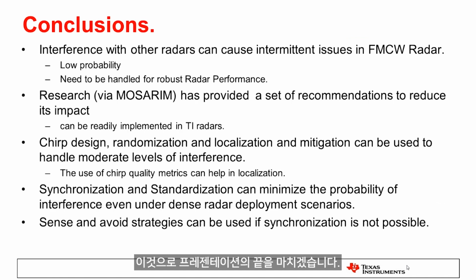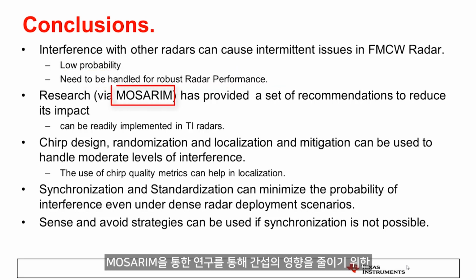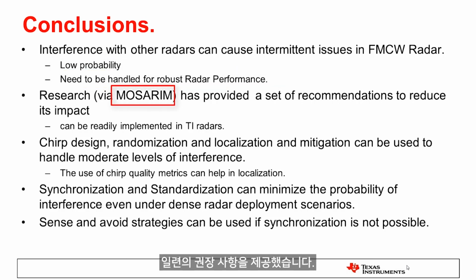This brings us to the end of this presentation. The points to remember are: interference with other radars can cause intermittent issues in FMCW systems. These are typically low probability events, but they need to be handled. Research via Mosarim has provided a set of recommendations to reduce the impact of interference. These can be readily implemented in TI radars.